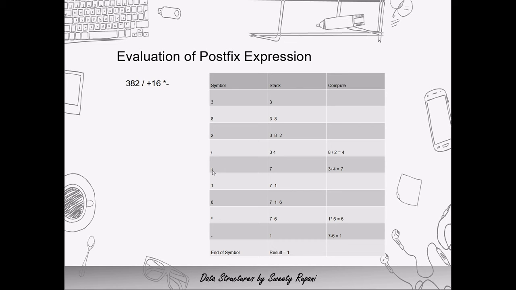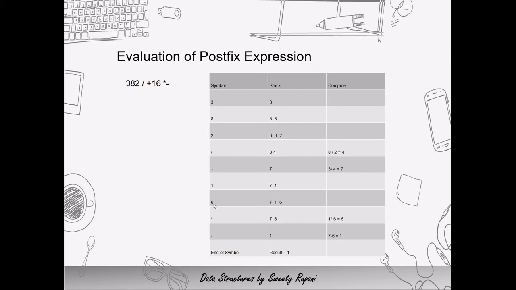The next symbol that comes is plus. So we will again pop two elements out. 4 comes out, 3 comes out. We will compute its operation, 7, and 7 is pushed onto a stack. Followed by which the next symbol is 1. So 7 is already on a stack. We push this, it is an operand. We push it onto a stack.